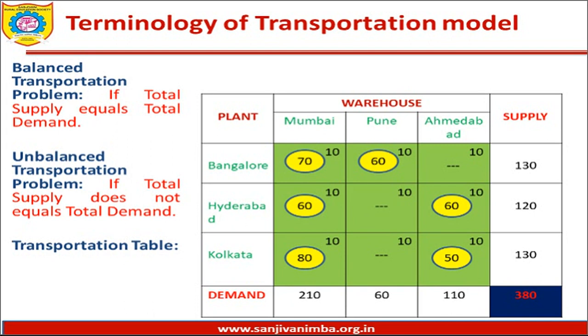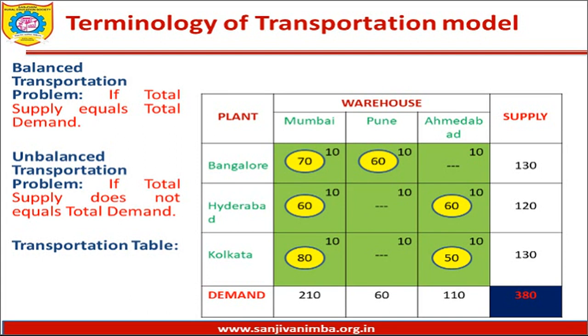In this particular case, if you see cell 1, which is the box with a value 70 and a cost with a value 10, it means that from the plant located at Bangalore, 70 units are being transferred to the warehouse located at Mumbai. And for transferring 1 unit of product from Bangalore to Mumbai, it costs rupees 10. Are you getting this point?